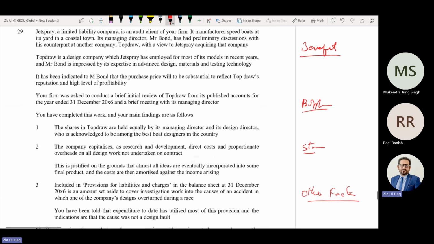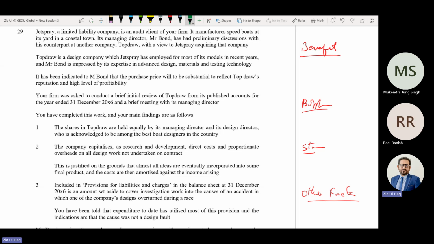So Jet Spray, a limited liability company, is an audit client of your firm. It manufactures speedboats at its yard in a coastal town. Its managing director, Mr. Bond, has had preliminary discussion with his counterpart at another company, TopDraw, with a view to Jet Spray acquiring that company. Your audit client is going to acquire another company called TopDraw.